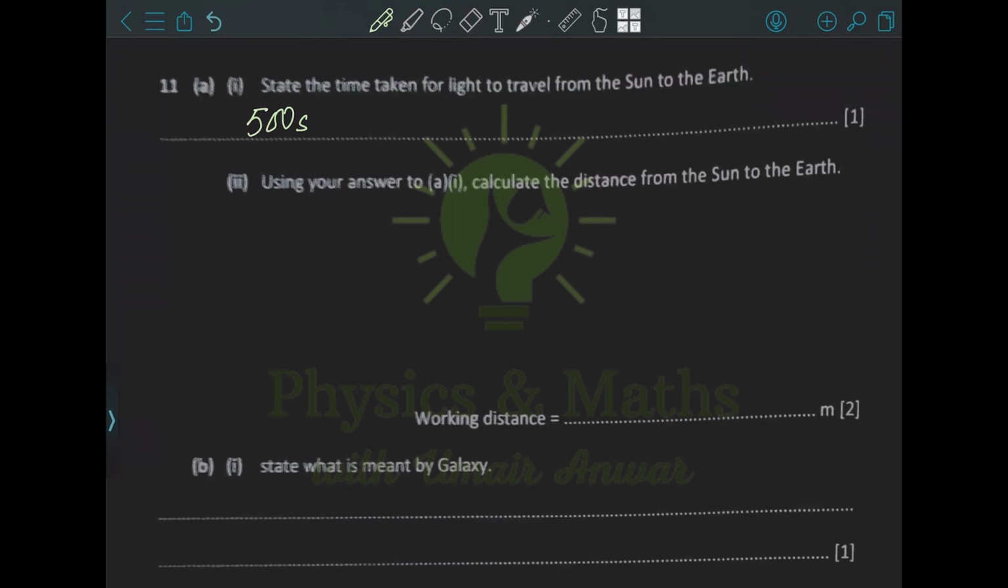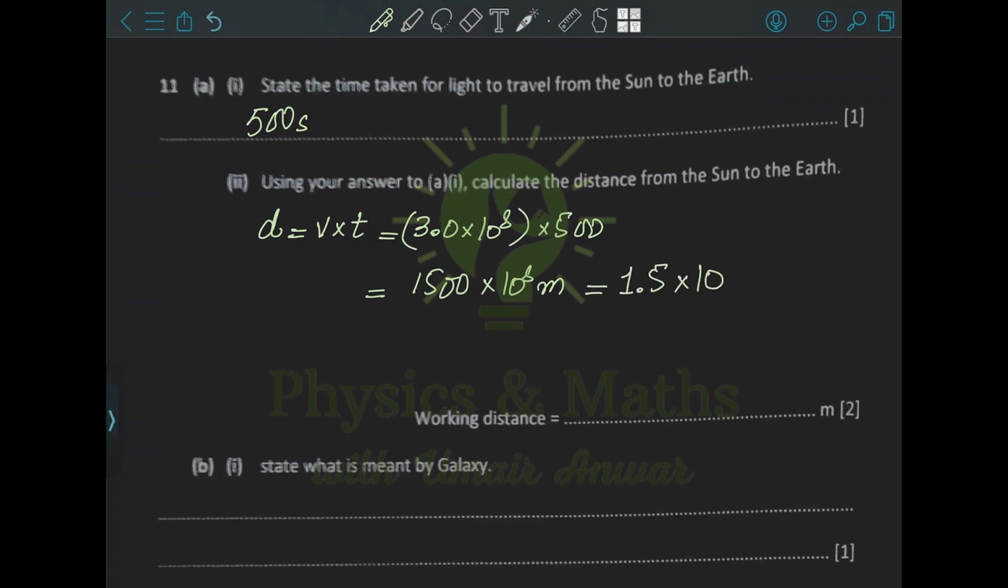For calculating this distance, we would be using the formula that distance is equal to speed multiplied by time. Speed at which the light travels in space is 3.0 × 10^8, and the time it takes to reach the earth is 500 seconds. So this is going to be 1500 × 10^8 meters, which when described in standard form would become 1.5 × 10^11 meters. So this distance is 1.5 × 10^11 meters.